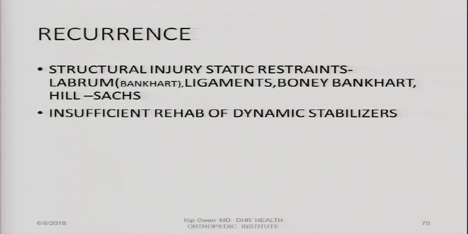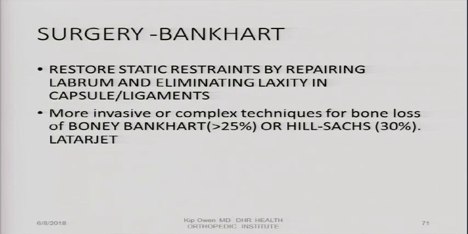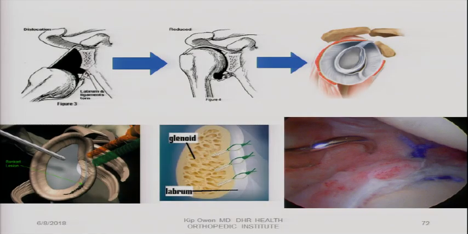So the recurrent instability or dislocations occur because of damage to those static restraints. Or it can also be coupled with insufficient rehab of the dynamic stabilizers. This is where the surgeon starts to step in and try to help repair the problem. So you can see the dislocation at the top. You can see the residual damage in the second picture for the labrum and capsule. It's now lax, and it has a Bankart-type lesion in the front.